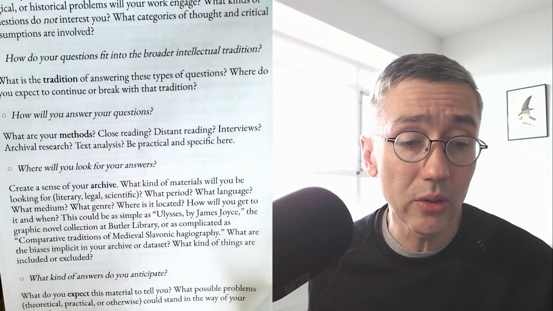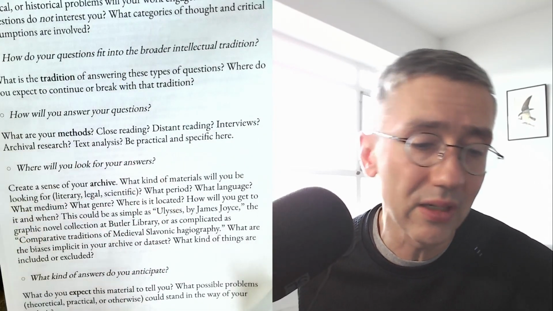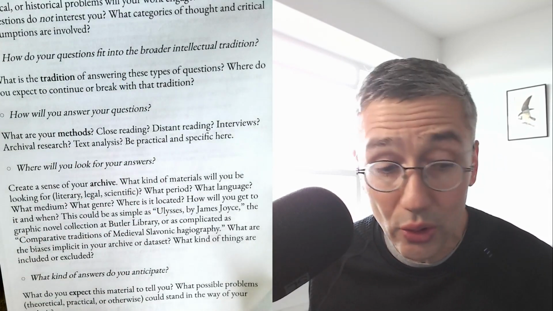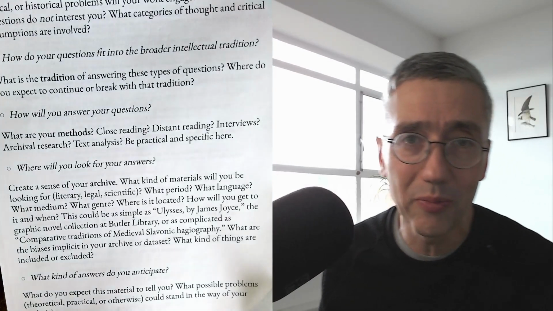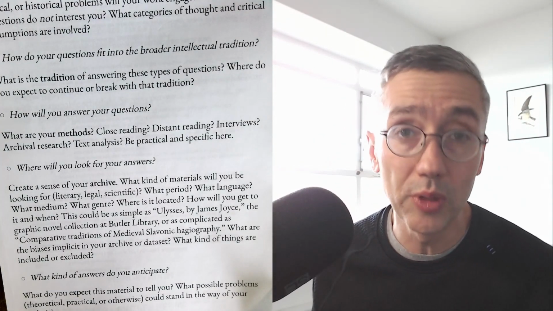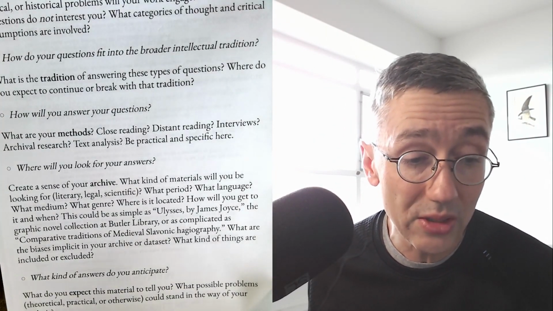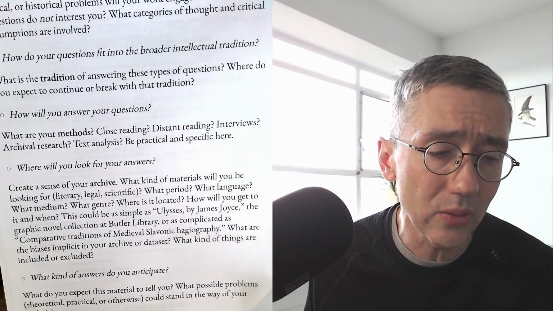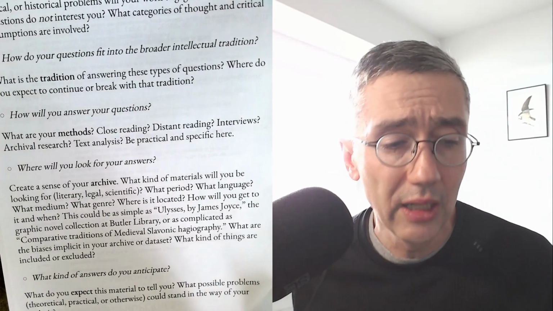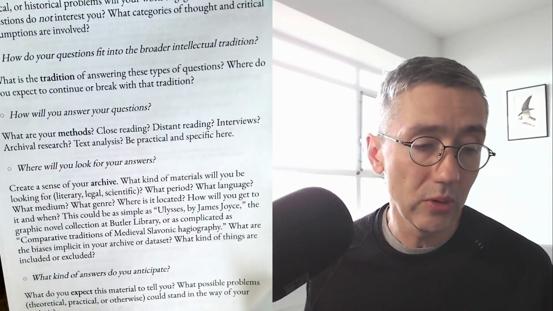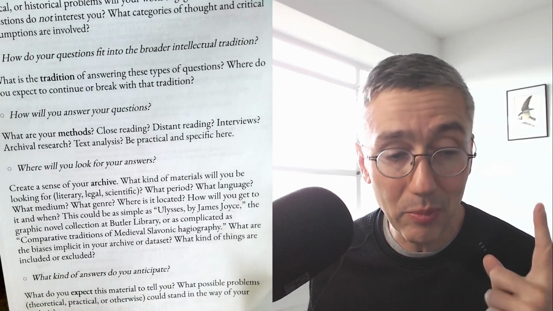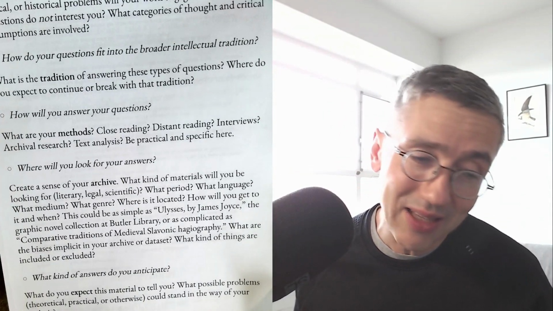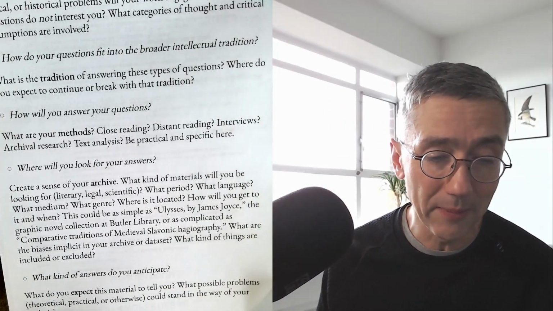So you're going to ask what philosophical, literary, social, ideological, historical, I don't know, you're in physics, what problem in mathematics will your work engage? What kinds of questions do not interest you, right? Bracket it. What categories of thought and critical assumptions are involved? What kind of questions you will be asking? That is number one. Well, number two, really, right? So context, and then this is the big one.